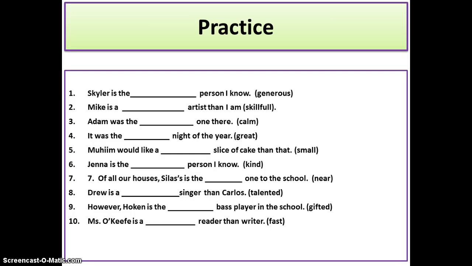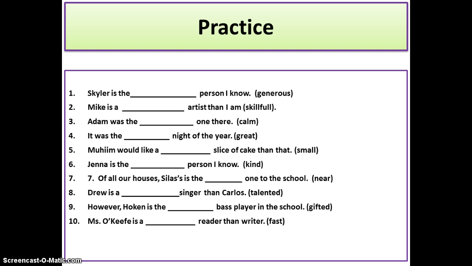Let's practice. Take out your notebooks and title your paper adjectives. Number 1 through 10, skipping a line for each. You do not need to write the entire sentence, just the correct form of the adjective. You are either going to add ER or EST to the end, or more or most in front of the adjective.